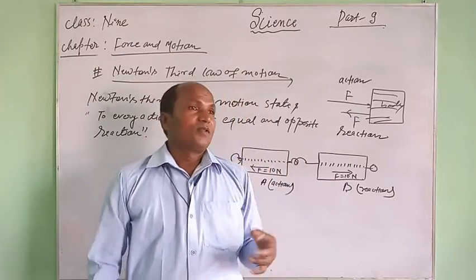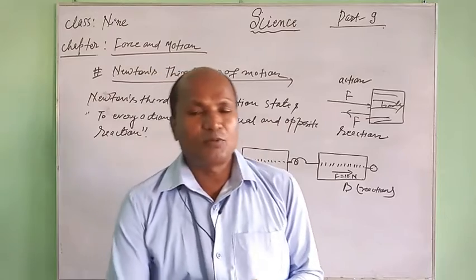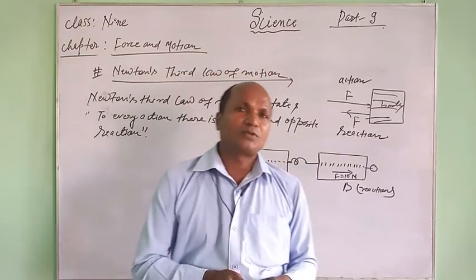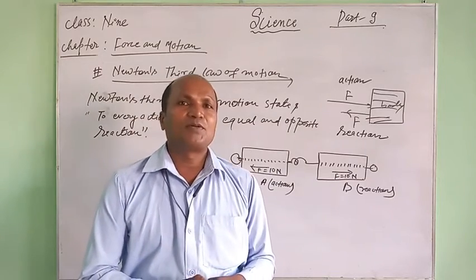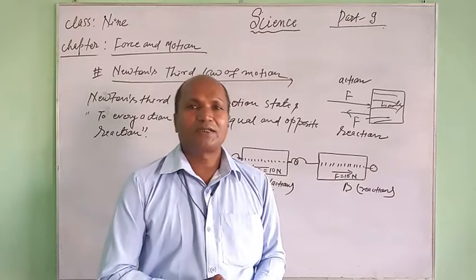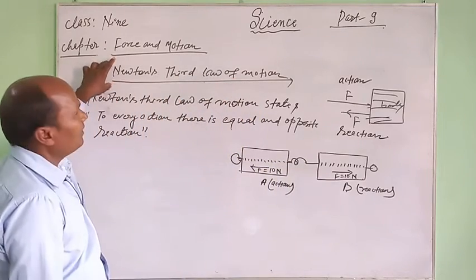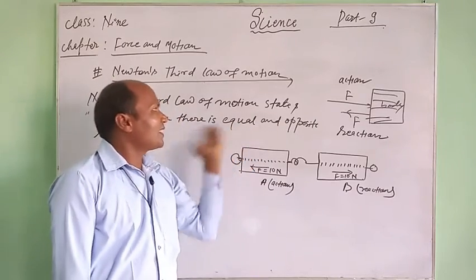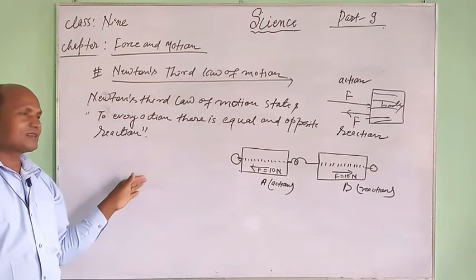The second law says the acceleration produced in a body is directly proportional to the force applied and inversely proportional to the mass of the body, and from the second law you have also proved that F is equal to ma. Then the last, the third law, is very simple: to every action there is an equal and opposite reaction.